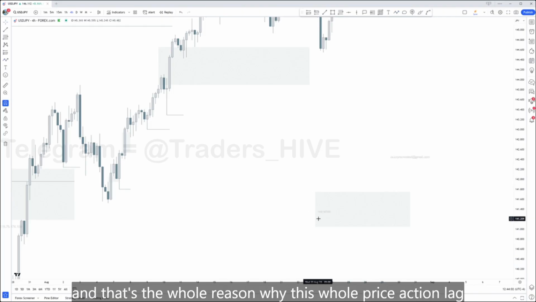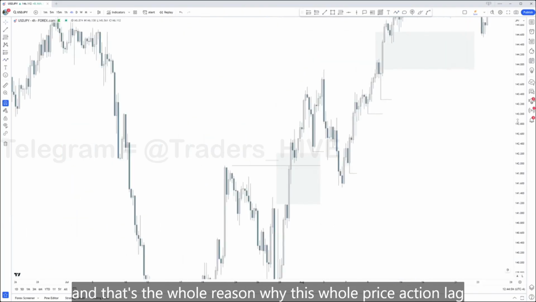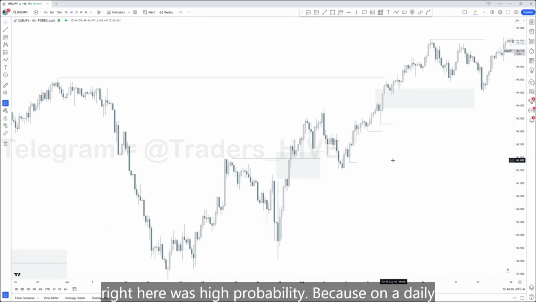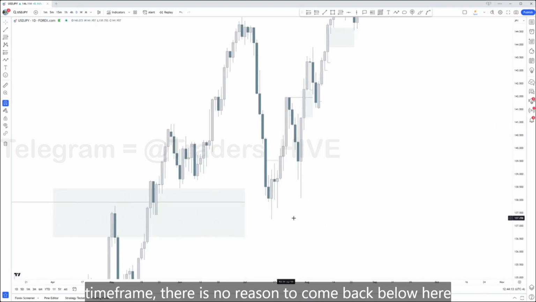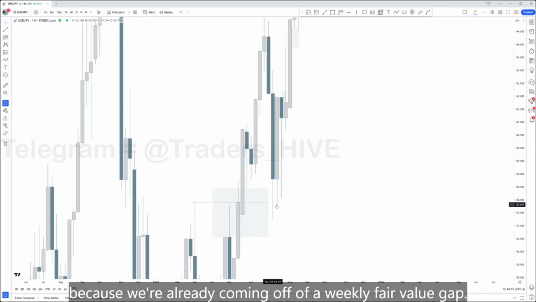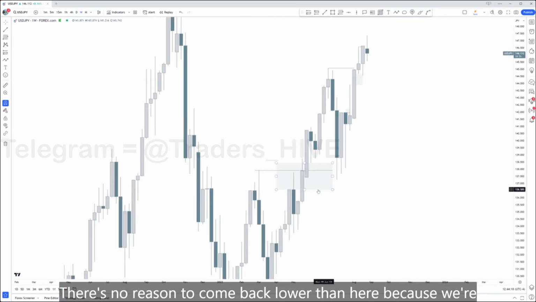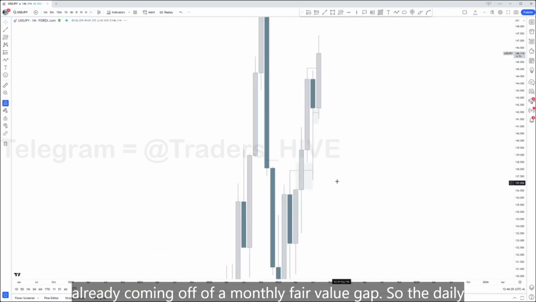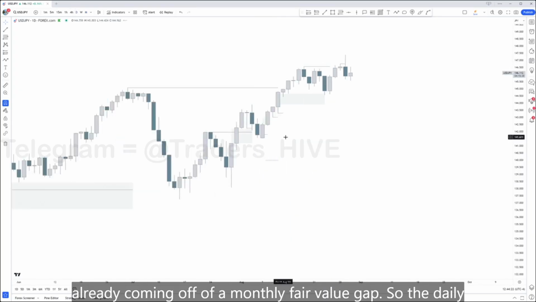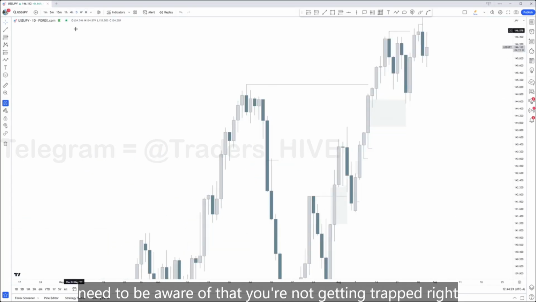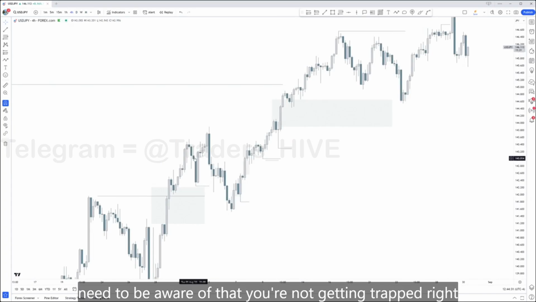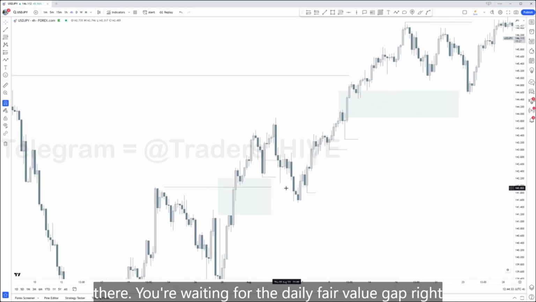So every time, and that's the whole reason why this whole price action leg right here was high probability. Because on a daily time frame, there is no reason to come back below here because we're already coming off of a weekly fair value gap. There's no reason to come back lower than here because we're already coming off of a monthly fair value gap. So the daily is in context of the weekly, which is in context of the monthly. And the 4 hour right there, that is where you need to be aware that you're not getting trapped. You're waiting for the daily fair value gap right there.